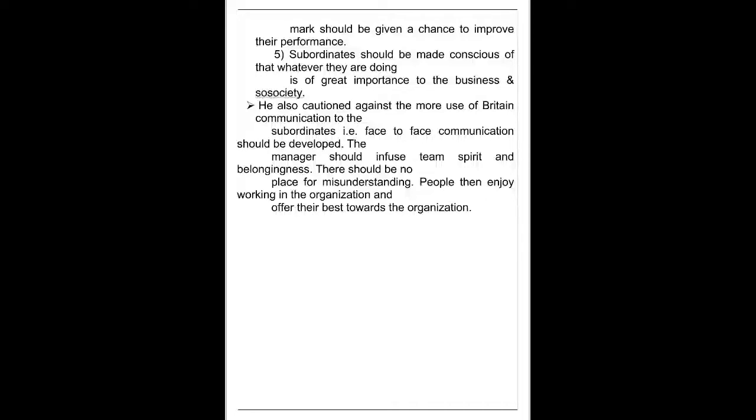Fayol also cautioned against the overuse of written communication with subordinates, that is, face to face communication should be developed. The manager should infuse team spirit and belongingness. There should be no place for misunderstanding. People should enjoy the work in the organization and offer their best towards the organization.